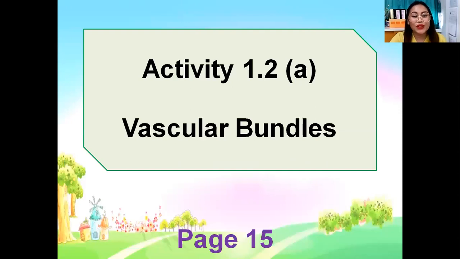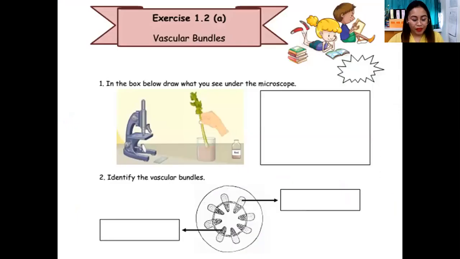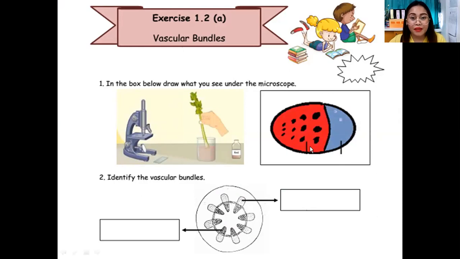So now I want you to answer activity 1.2, letter A, page 15 of your book. Are you ready? All right. So, in your book, number one, you're going to draw the vascular bundle. Don't worry, I'm going to give you an example. You can copy my example, or you can search on the internet. This is an example of a vascular bundle of a plant. You can copy this drawing, or you can look at another website.